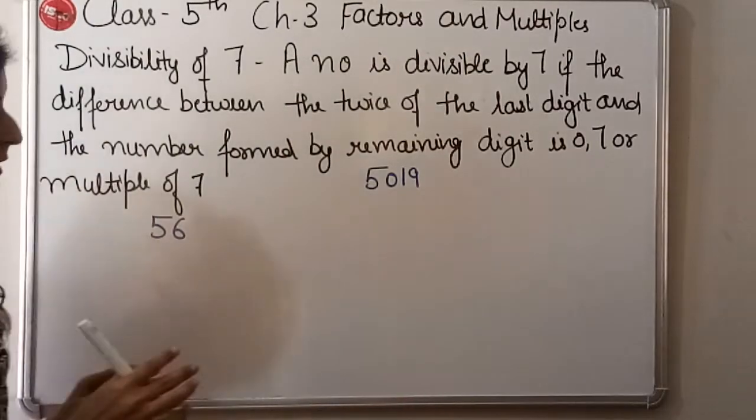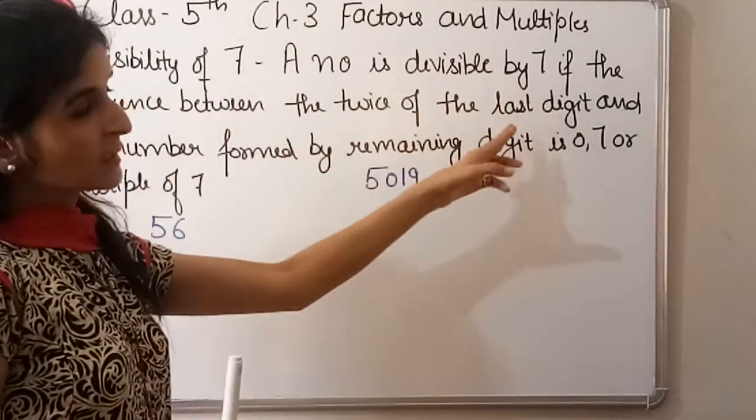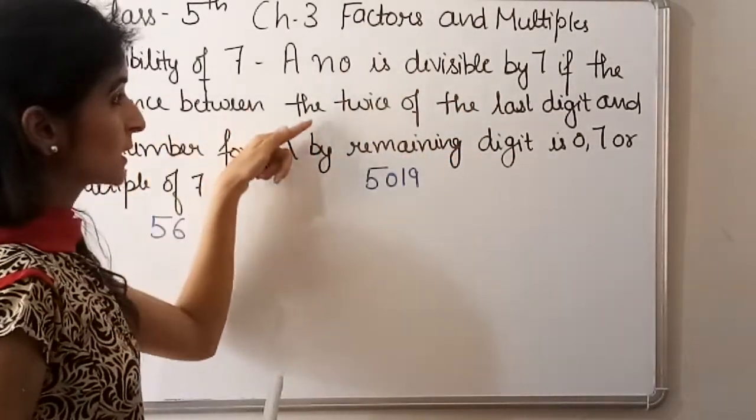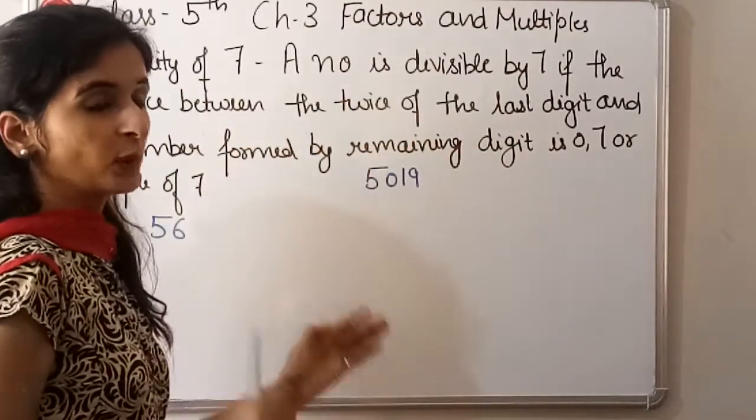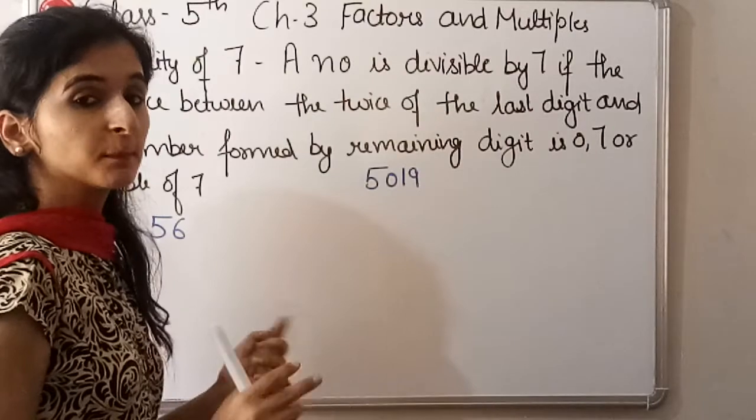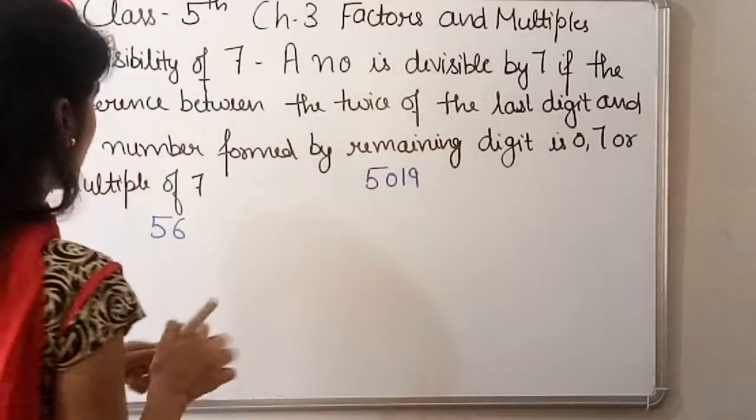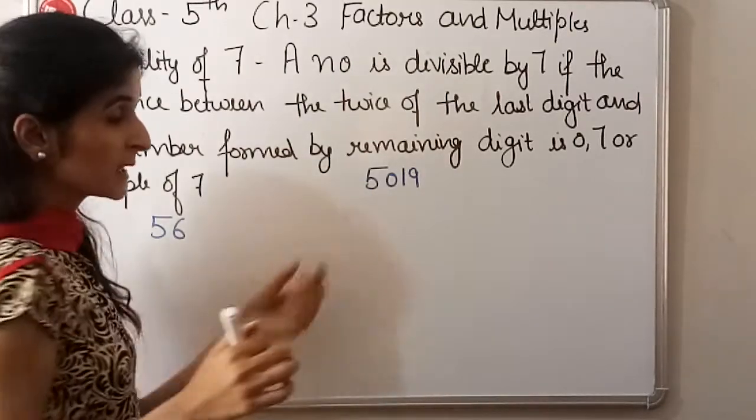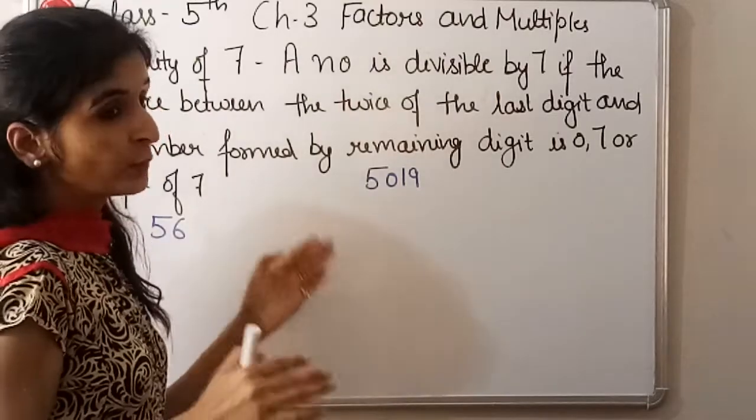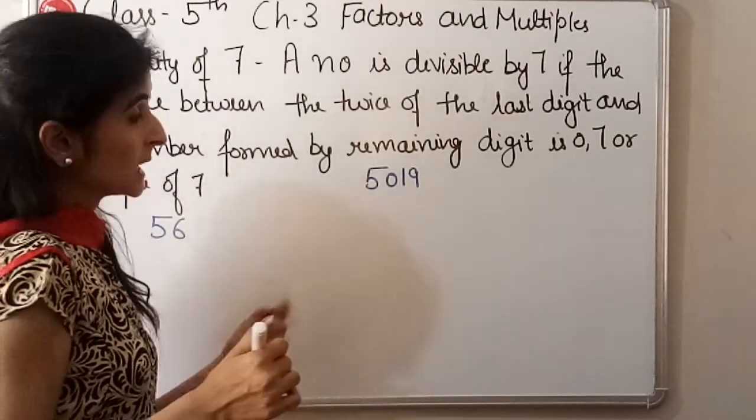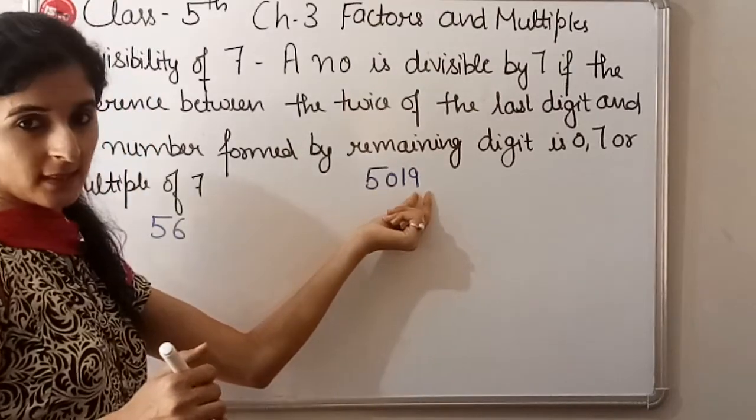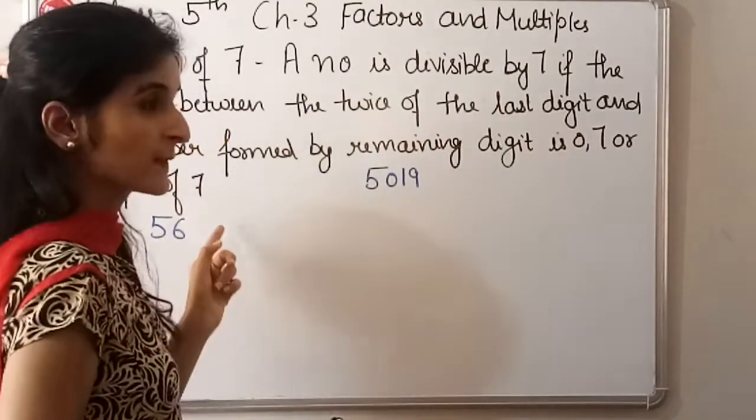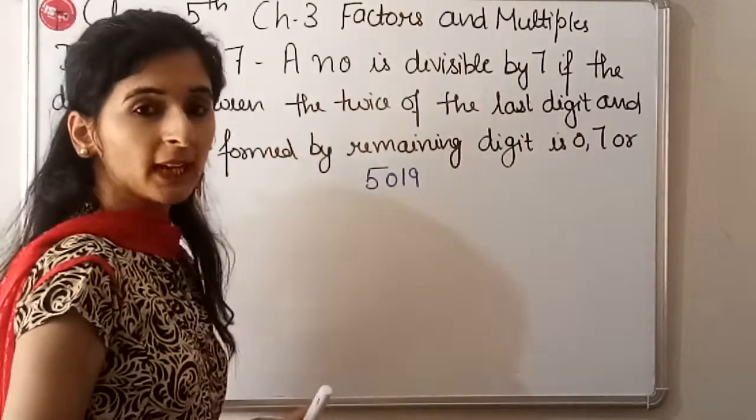What does it mean? See children, a number is divisible by 7. एक number 7 से कब divisible होगा? If the difference between twice the last digit... It means first of all we have to multiply the last digit by 2. And then we have to take the remaining digits. Then we have to find out the difference between the remaining digits and twice the last digit. And if that difference is 0, 7 or a multiple of 7, then that number will be divisible by 7.